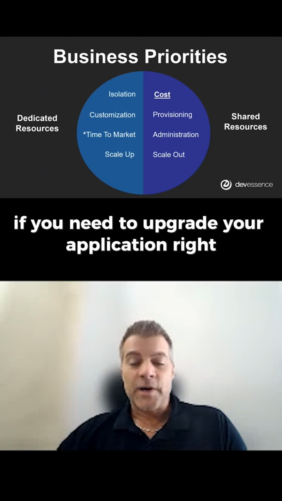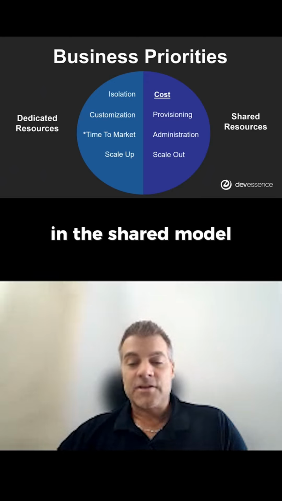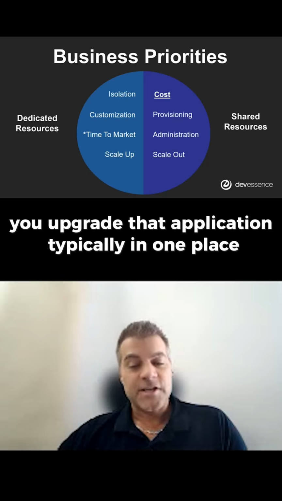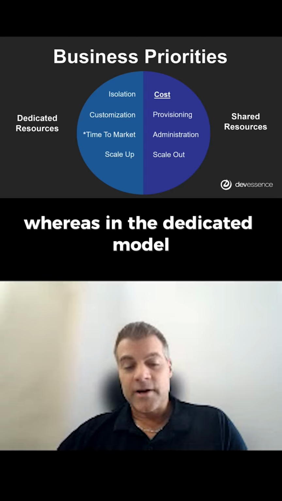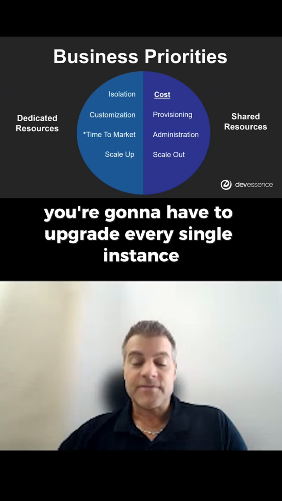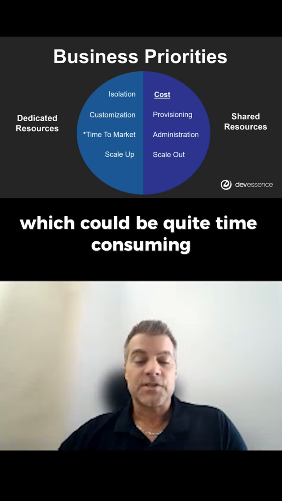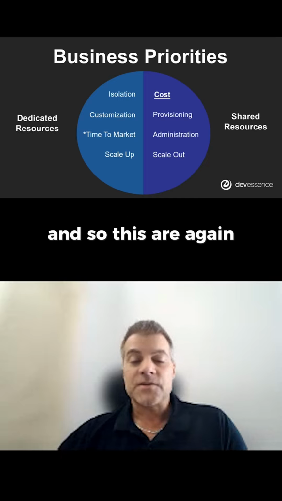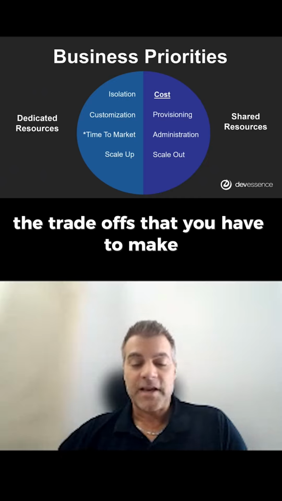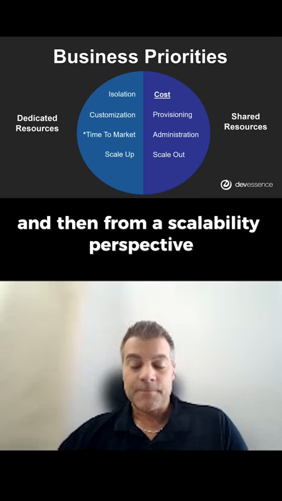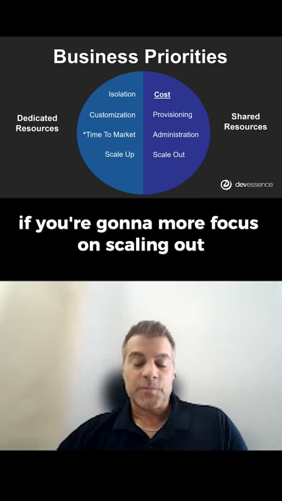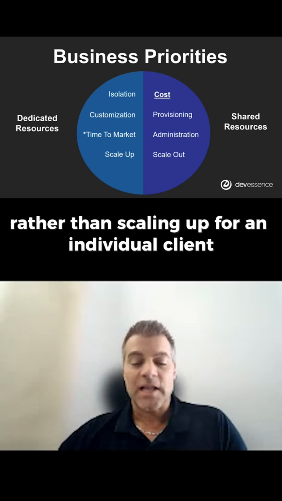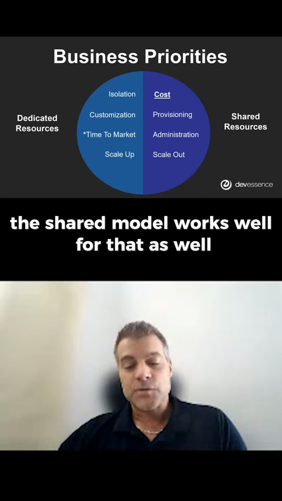If you need to upgrade your application, right? In the shared model, you upgrade that application typically in one place, and then all of the clients get the benefit of that upgrade. Whereas in the dedicated model, you're going to have to upgrade every single instance, which could be quite time consuming. And so these are, again, the trade-offs that you have to make in terms of business priorities. And then from a scalability perspective, usually the idea is if you're going to focus more on scaling out rather than scaling up for an individual client, the shared model works well for that as well.